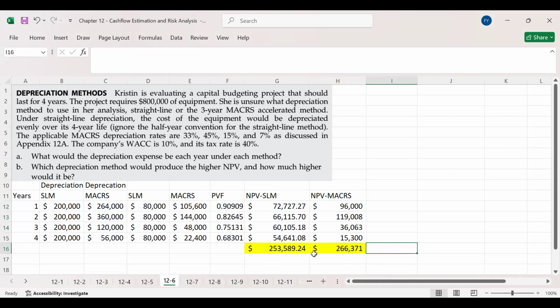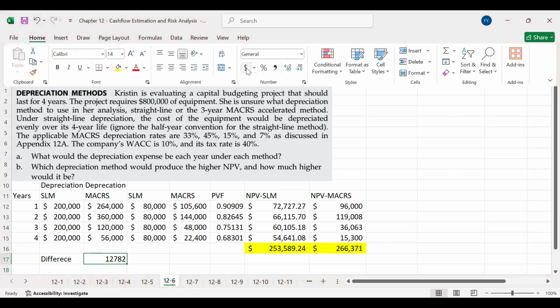So the difference between these two, you can see the net present value under MACRS is $266,371, whereas in case of the straight line method, the net present value is less as compared to MACRS. So how much less? The difference is 266,371 minus 253,589. So the difference is $12,782. Here we can say dollars.